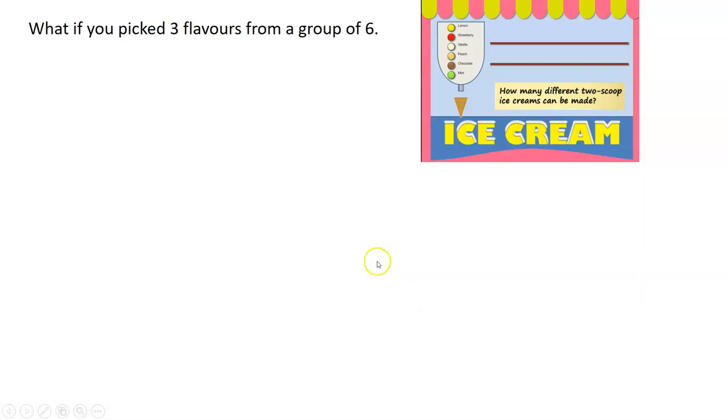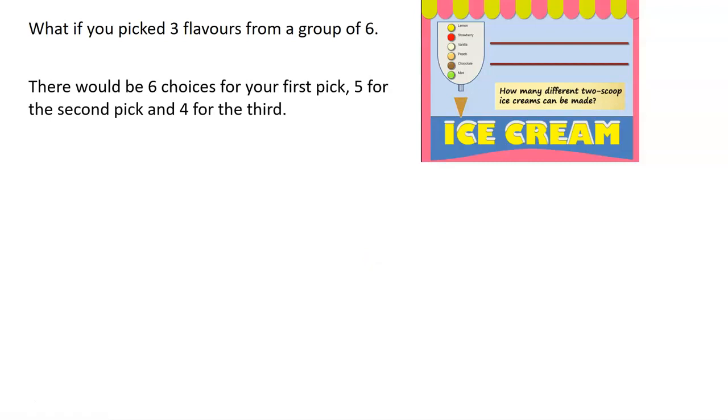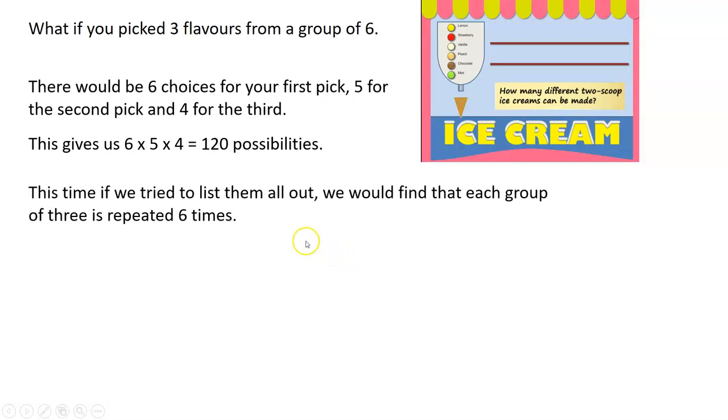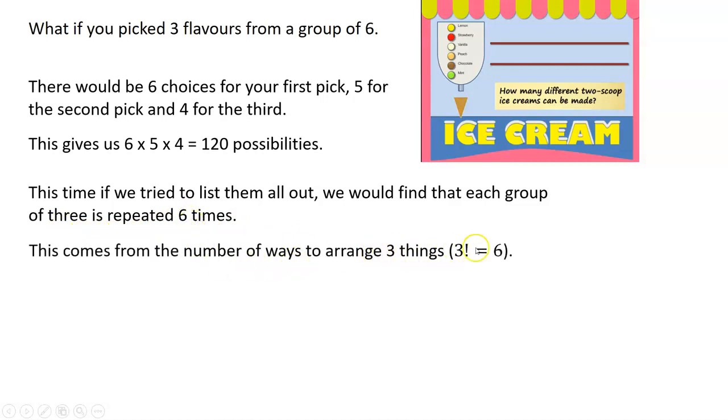Let's think about what would happen if we were picking 3 flavours, if we were feeling particularly hungry. We'd have 6 choices for our first pick, 5 for our second pick, and 4 for the third pick. So that gives us 120 possibilities, but we need to remember that each group of 3 this time is repeated 6 times. Where do I get that 6 from? Well, that 6 is the number of ways I can arrange 3 things. So my 120 needs to be divided by 6, or divided by 3 factorial.